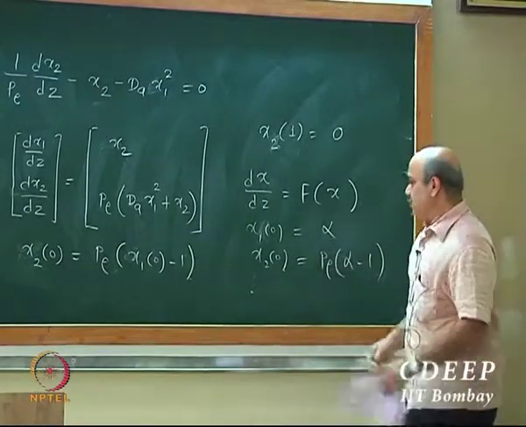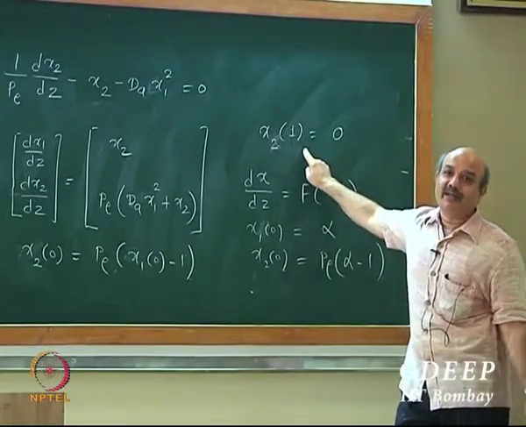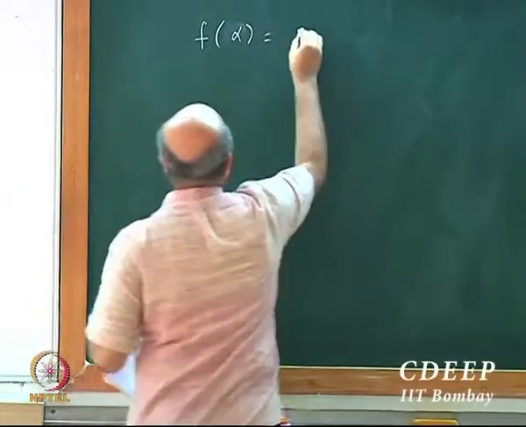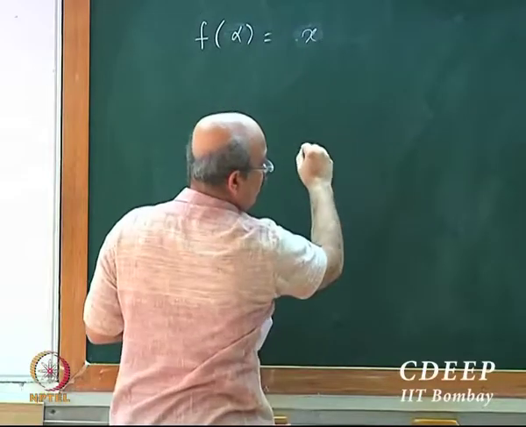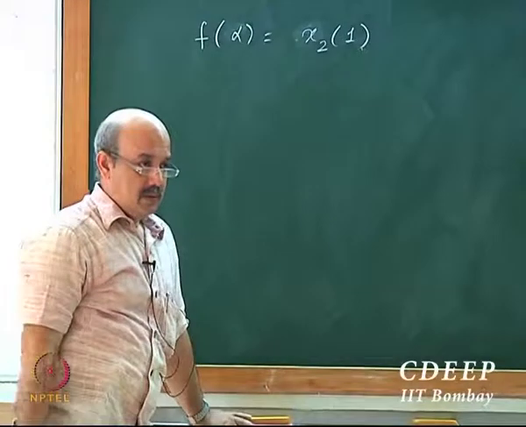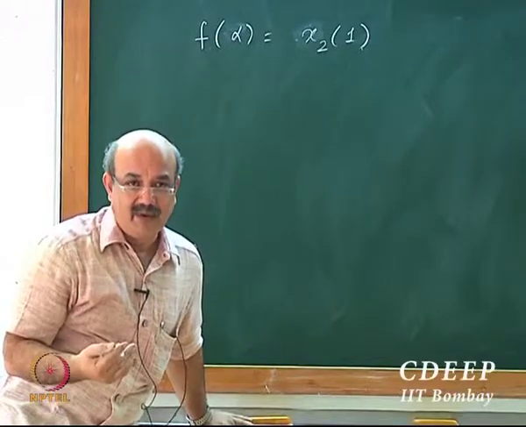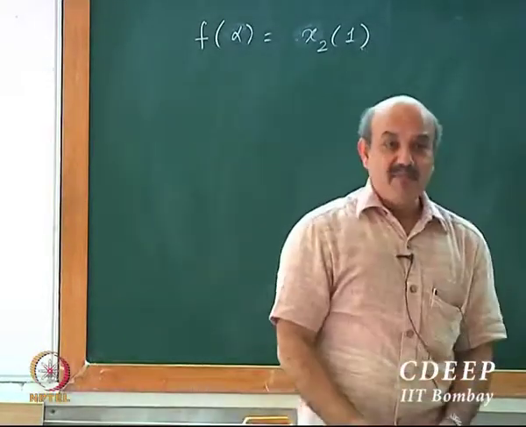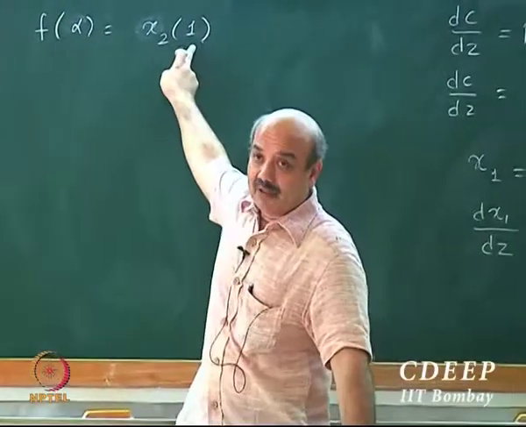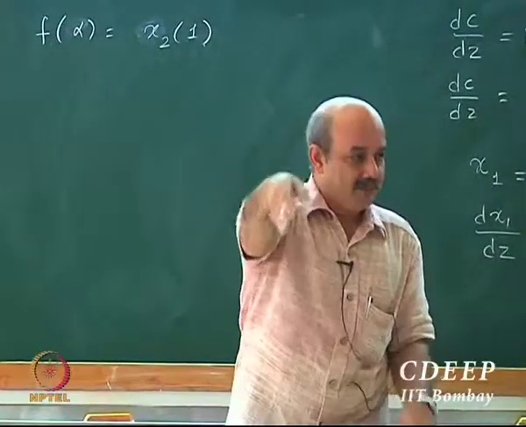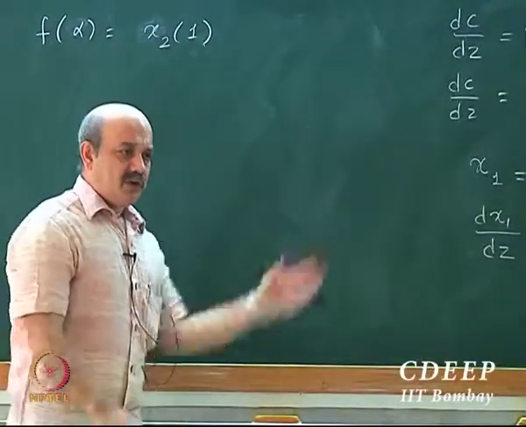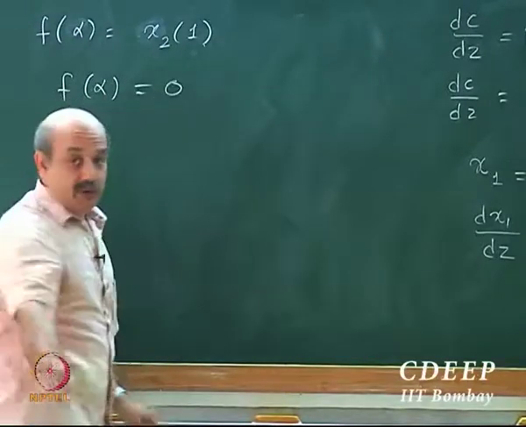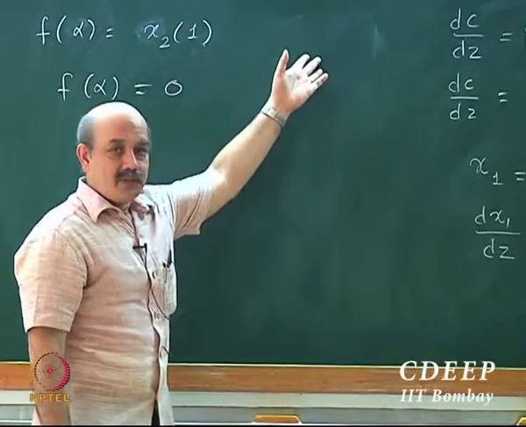And so you can actually find the gradient. Suppose you choose some alpha 0. So what I am saying is f of alpha is equal to x2 1, which is a function of your initial guess alpha. For the time being, don't worry about the process of calculating this x2 1. Given alpha, there is some mechanism by which you calculate x2 1, say Runge-Kutta solver or whatever method that you have chosen. Where do you want to reach? You want to reach f of alpha equal to 0. You want to reach x2 1 equal to 0.